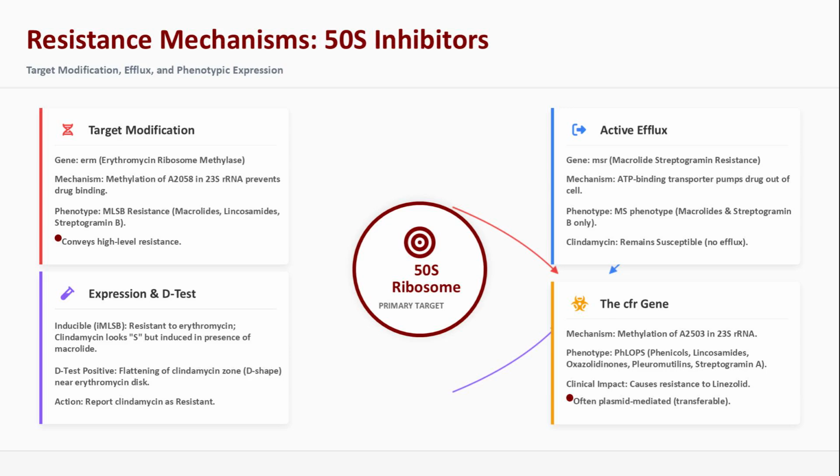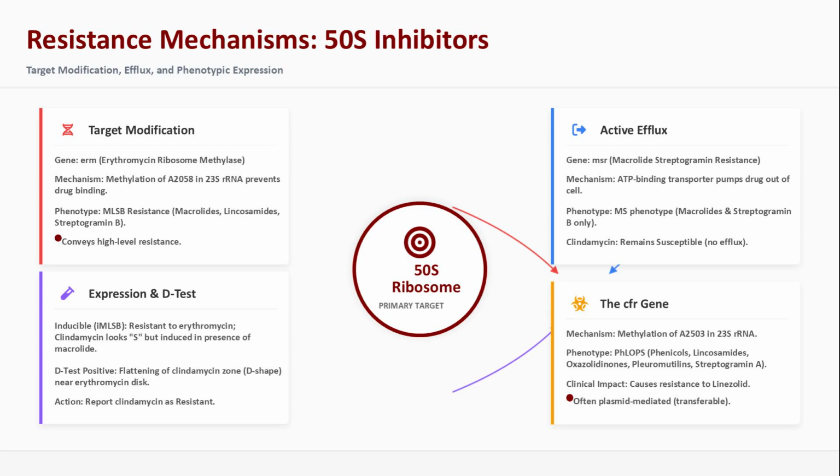Finally, there is a more advanced mechanism involving the CFR gene. This also causes methylation of the ribosomal target but at a different position. This leads to a broader resistance pattern known as PhLOPSA resistance, affecting multiple drug classes including chloramphenicol, lincosamides, oxazolidinones, pleuromutilins, and streptogramin A. This is clinically important because it can cause resistance to drugs like linezolid, which are often used as last-line therapy. This gene is often carried on plasmids, so it can spread easily between bacteria.